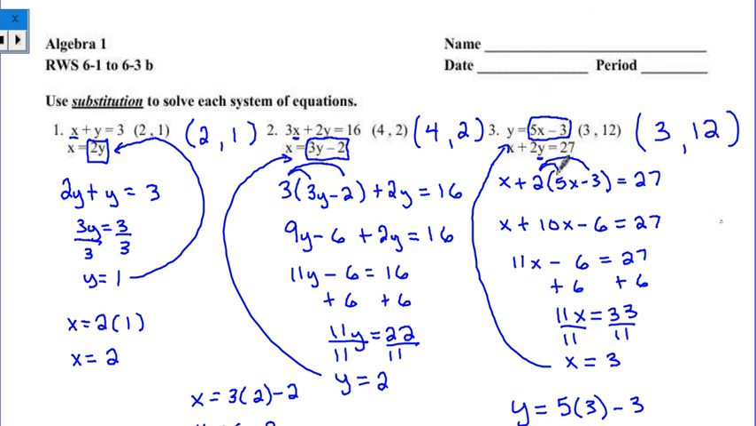There you go. So those are the 3 problems that were required to be done by substitution. The next video will be for the ones that are required to be done by elimination.